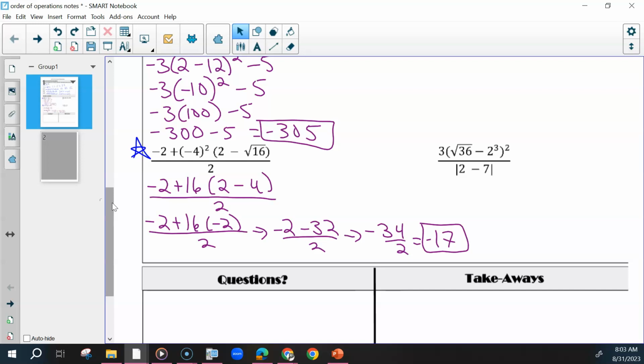Now we're dealing with grouping, so what's on the inside of the parentheses, subtract those. Then multiplication, so multiply 16 and negative 2. Then we have a division problem, but we can't divide until we've simplified the numerator. So simplify the numerator, then divide. So negative 17 should have been that final answer.